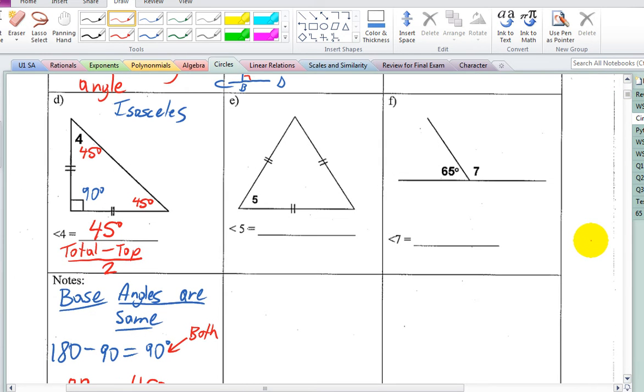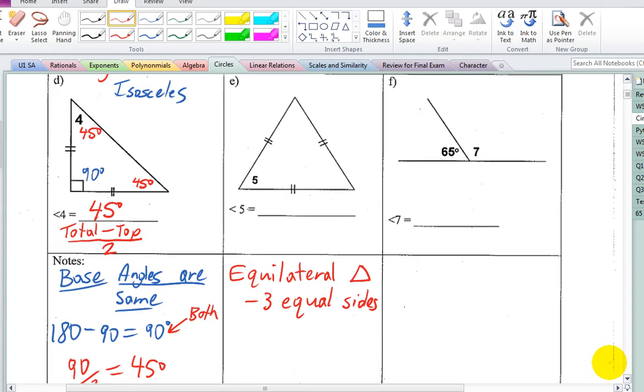Okay. Now, E has a very special name as well. What kind of triangle is that? 3 equal sides? Equilateral. Okay. And I just draw a little triangle instead of writing the word triangle. So it's an equilateral triangle. And I just mentioned it has 3 equal sides. Now if it has 3 equal sides, how many equal angles? Yeah, 3 equal angles.